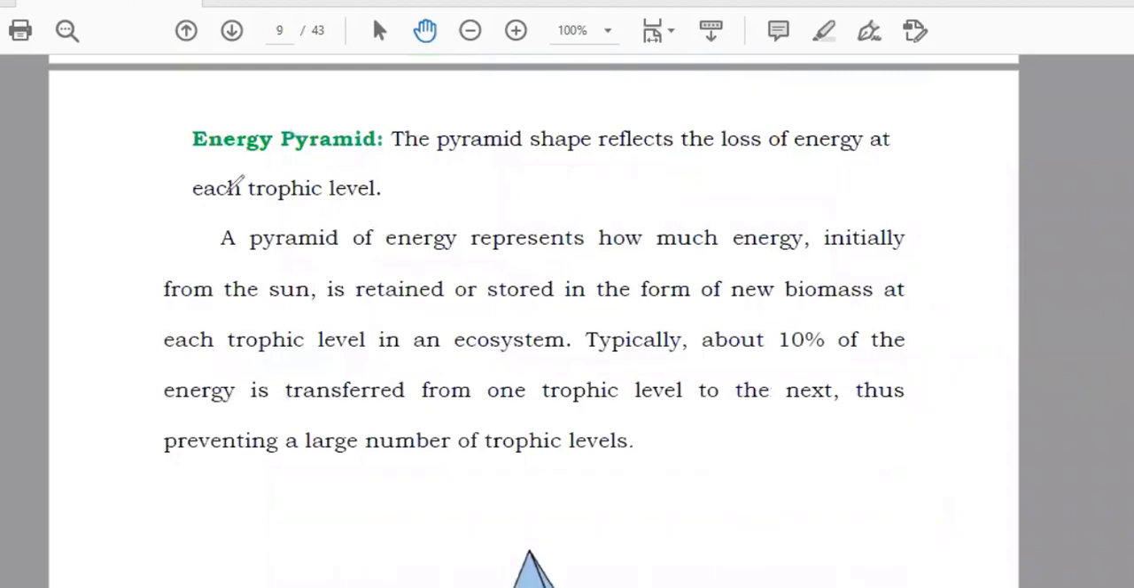Energy pyramid. From the name you can see the pyramid which is describing the energy. The pyramid shape reflects the loss of energy at each trophic level. What is that? We'll see now.